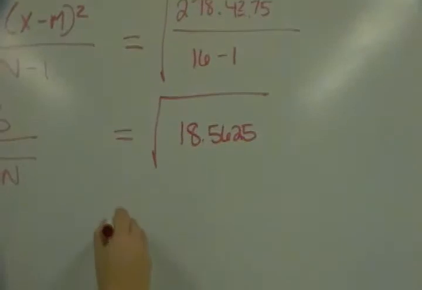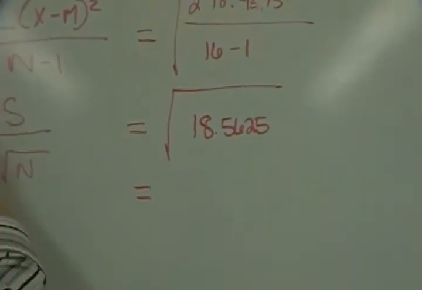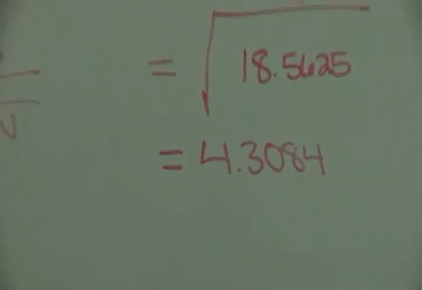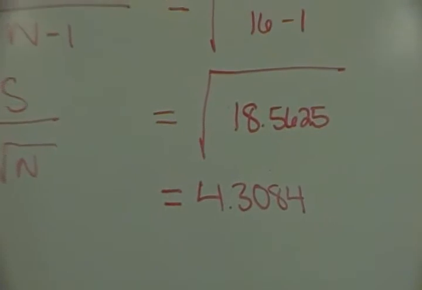All right, I still need the square root of that in order to have the unbiased estimate of just the standard deviation. So the square root of 18.5625 is 4.3084. Okay? Now I'm still not done. That is the unbiased estimate of the standard deviation.